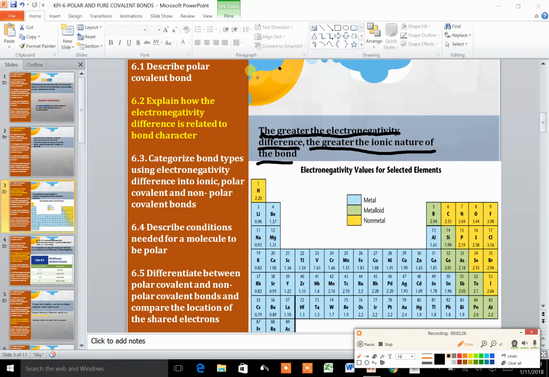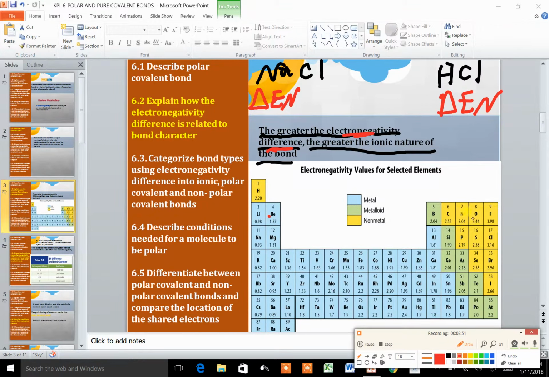Let's take an example of an ionic compound like sodium chloride and another example from a covalent compound like hydrogen chloride. We need to compare the electronegativity differences in NaCl and in HCl. In NaCl, sodium has 0.93 electronegativity. Cl has 3.16.